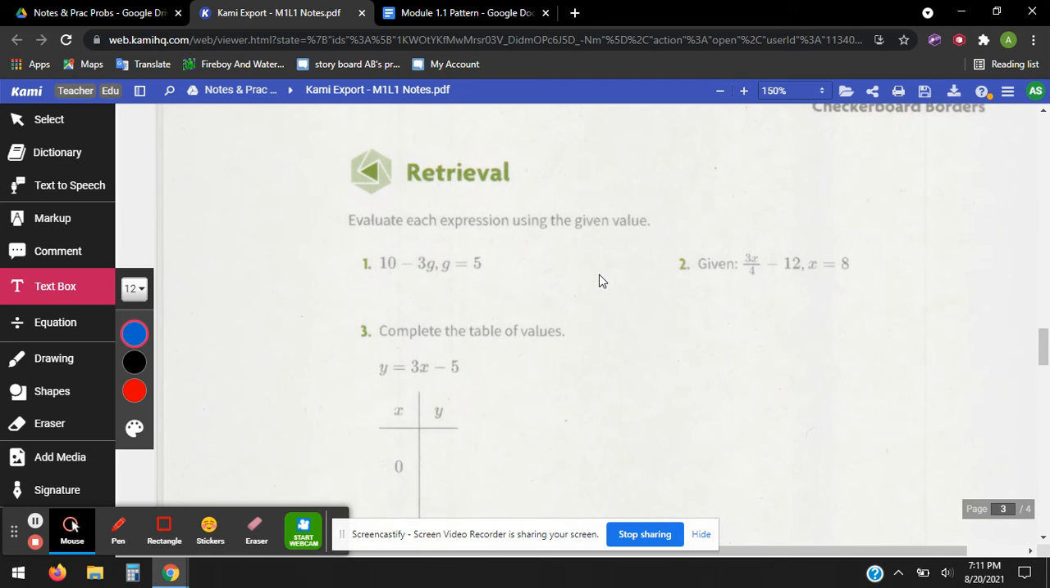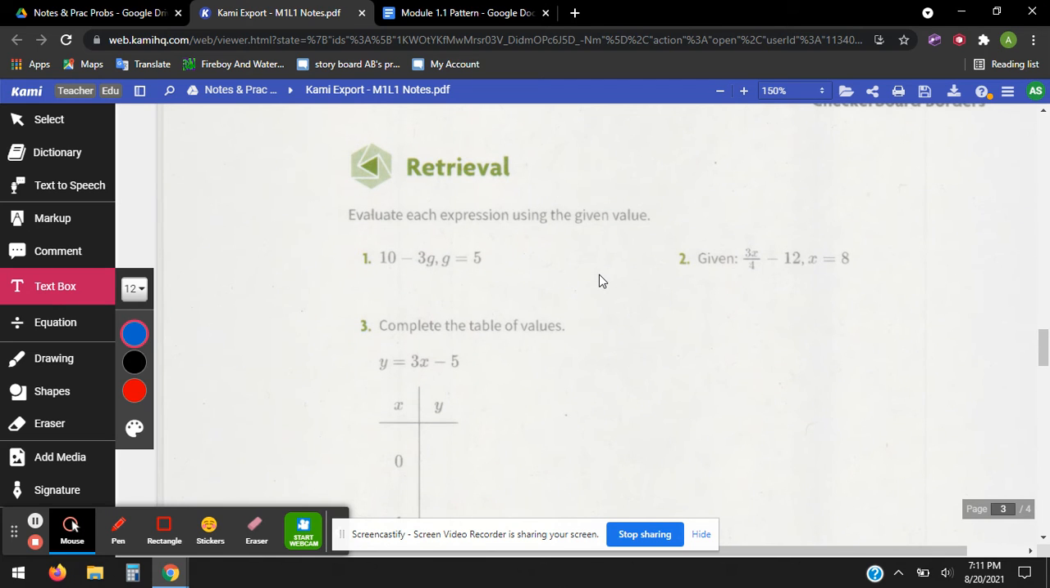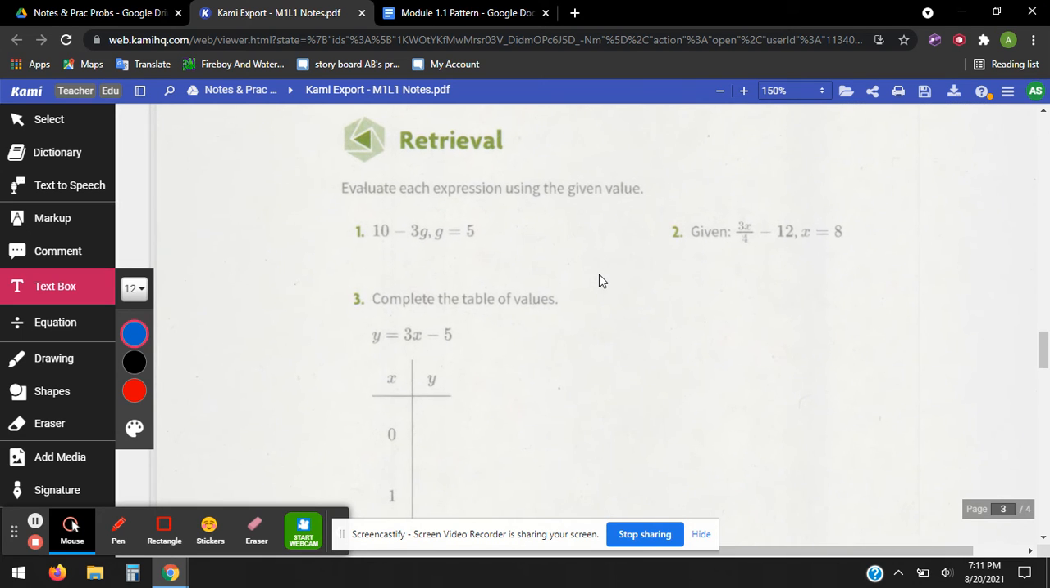We'll do retrieval. So just another review here. Let's do the retrieval. So evaluate each expression using the given value. So this is something we're going to do. It's just kind of a review to help you get the background, review the background you need for this.